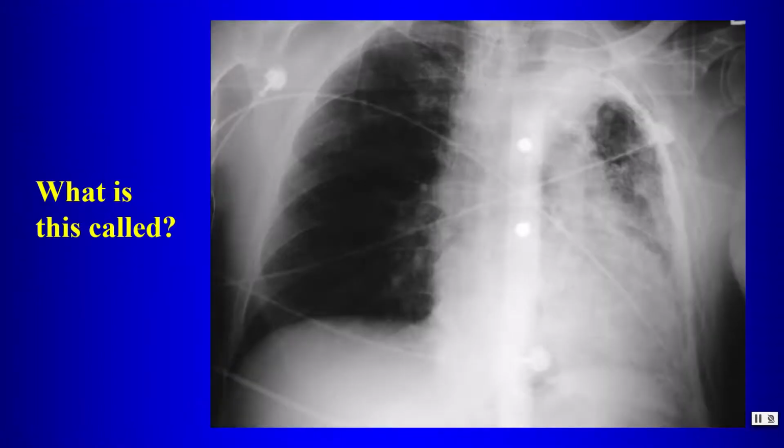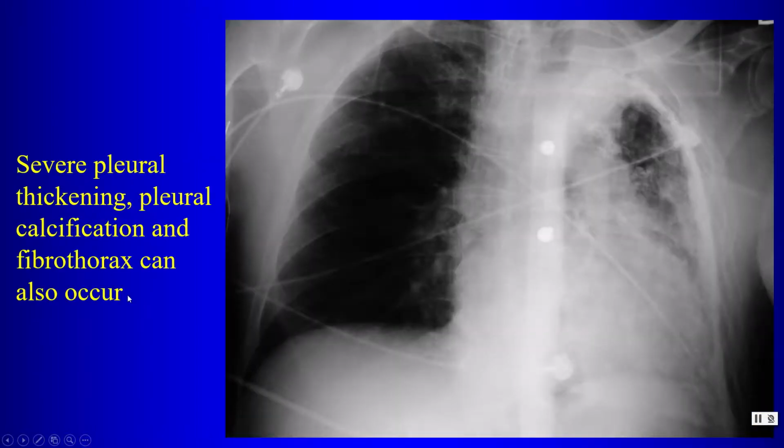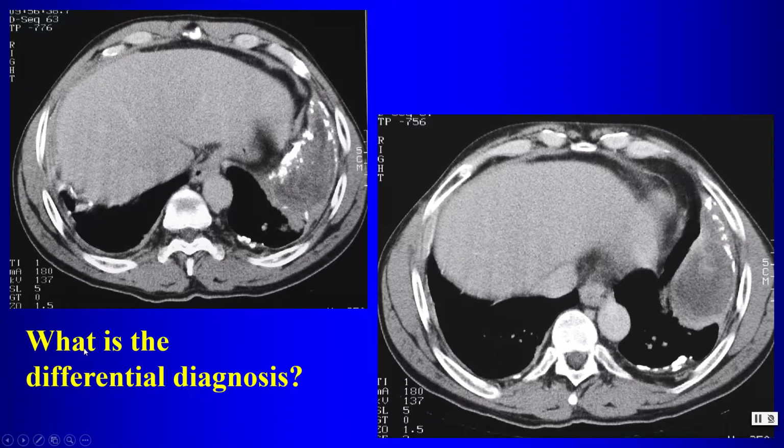Okay, in this example, we notice that the heart is shifted to the left. There is volume loss here in the left hemithorax. We also notice extensive calcification here of the pleura throughout the left lung. So there is a term for this. This is called fibrothorax. So severe pleural thickening and pleural scarring from tuberculosis can result in fibrothorax. And if we look here on CT, we can see this extensive pleural calcification here around some organizing collection.